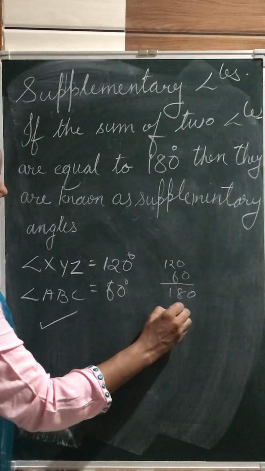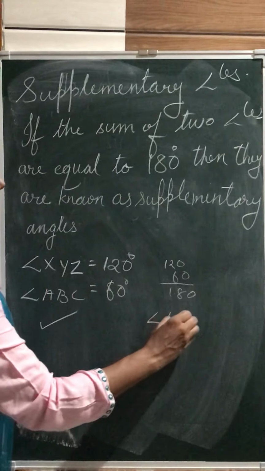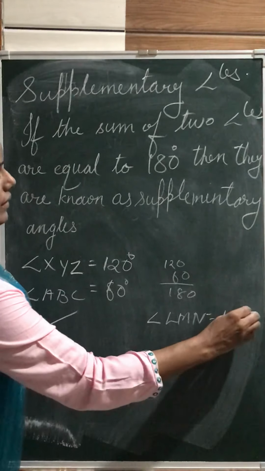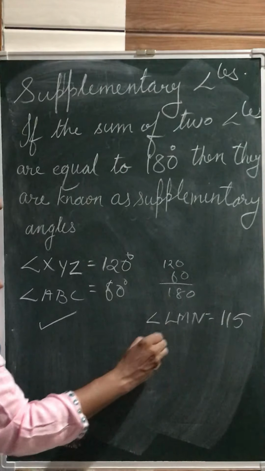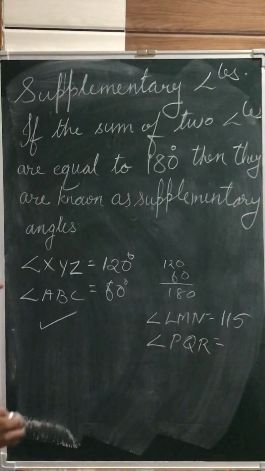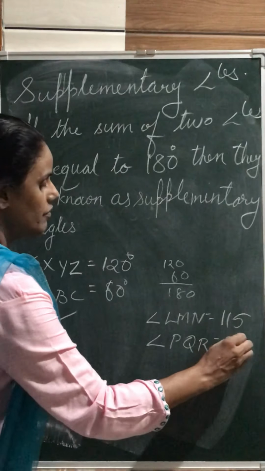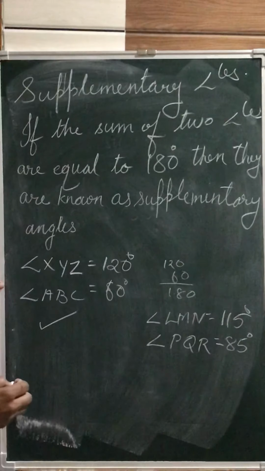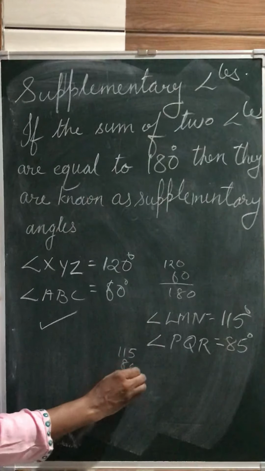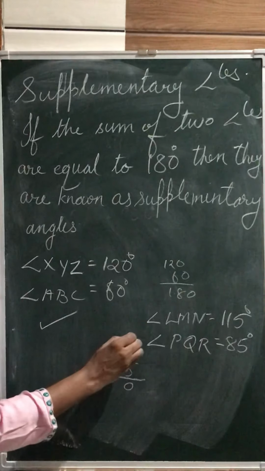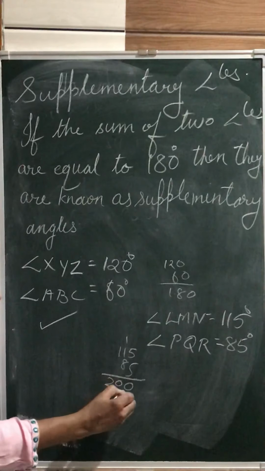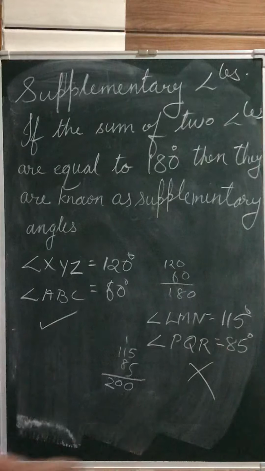If two angles I am giving measures, LMN, I am taking it is equal to 115, and angle PQR equal to 85. Check these two are supplementary or not. 115, 85. Add these two, 5 plus 5, 10. 8 plus 1, 9 plus 1, 10. 200. It is not equal to 180, so not supplementary.